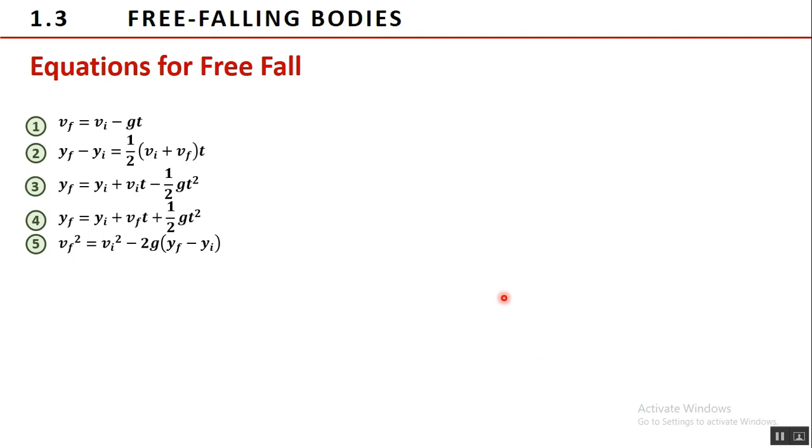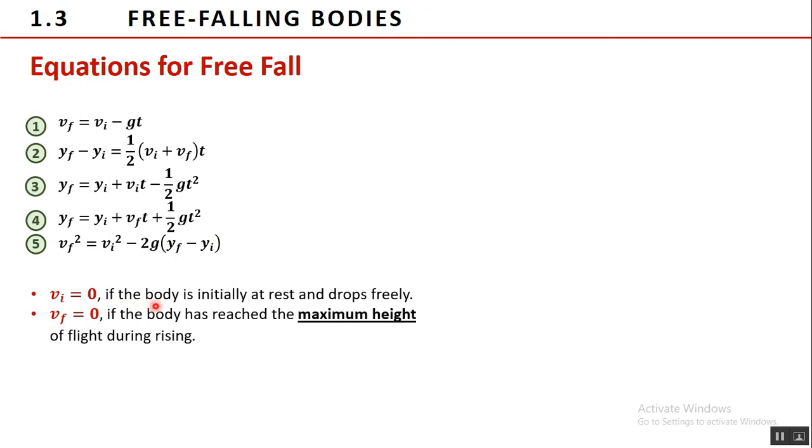Aside from understanding these free fall equations, keep in mind the following important points. The initial velocity v sub i is 0 if the body is initially at rest and drops freely. The final velocity v sub f is 0 if the body has reached the maximum height of flight during rising.